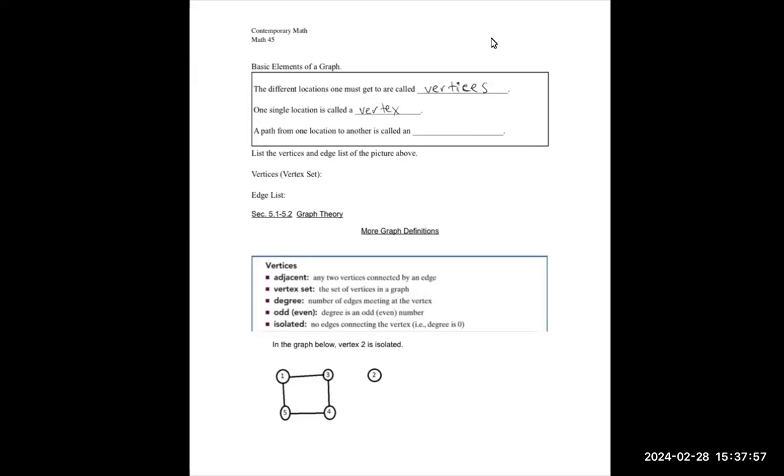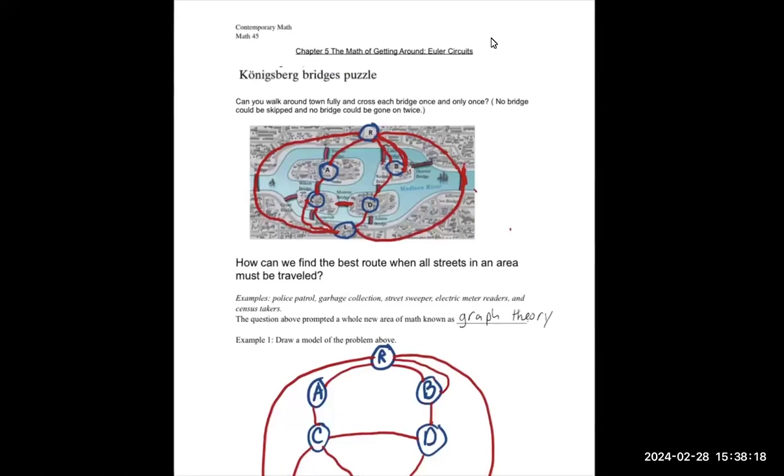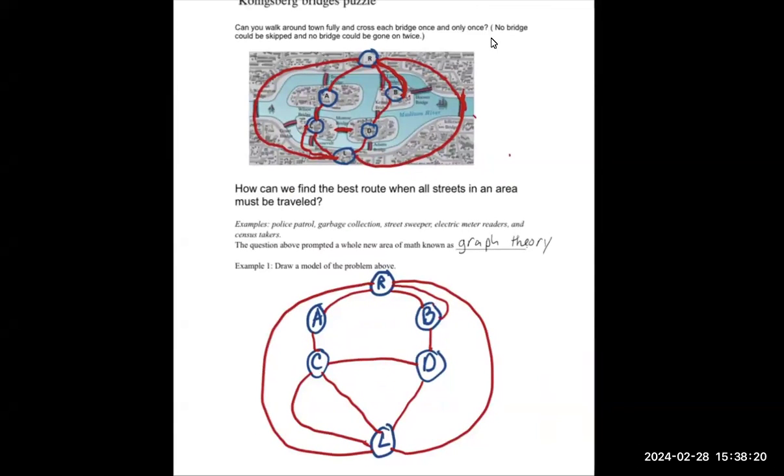Then a path from one location to another, like one bridge that we saw in the other picture, is called an edge in the graph. So we look back at this picture and this model, and it's just made of straight lines we call edges, and the dots with the letters in them, or circles with the letters in them, those are called vertices. And that's graph theory.